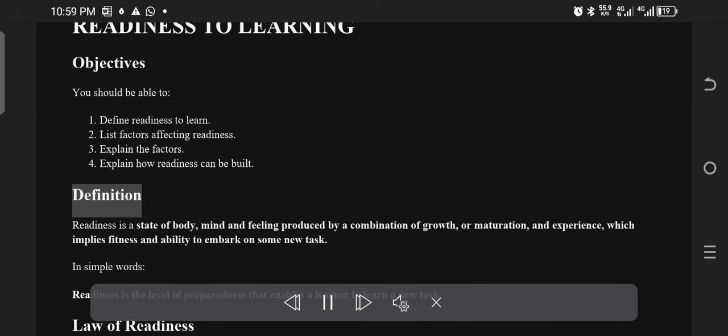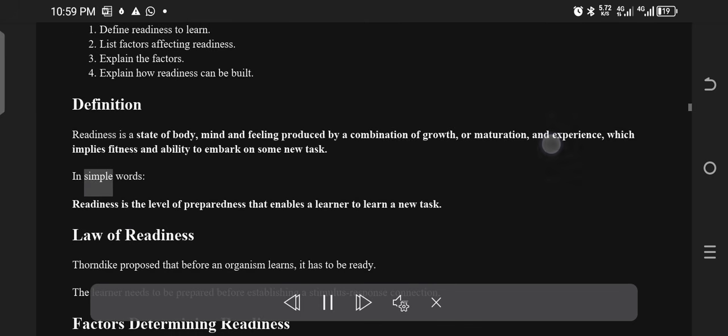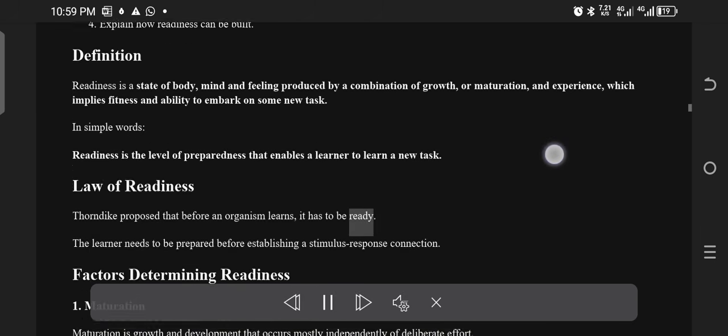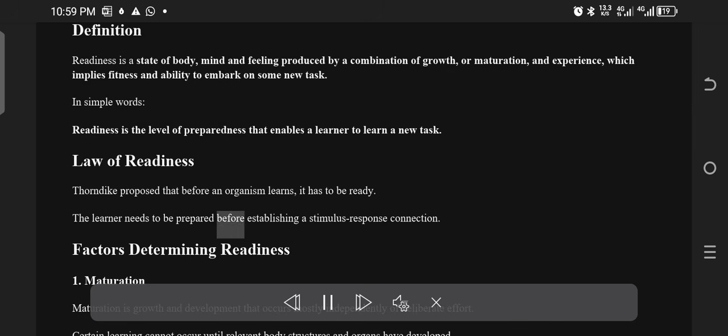Definition. Readiness is a state of body, mind, and feeling produced by a combination of growth or maturation and experience, which implies fitness and ability to embark on some new task. In simple words, readiness is the level of preparedness that enables a learner to learn a new task. Law of readiness. Thorndike proposed that before an organism learns, it has to be ready. The learner needs to be prepared before establishing a stimulus-response connection.